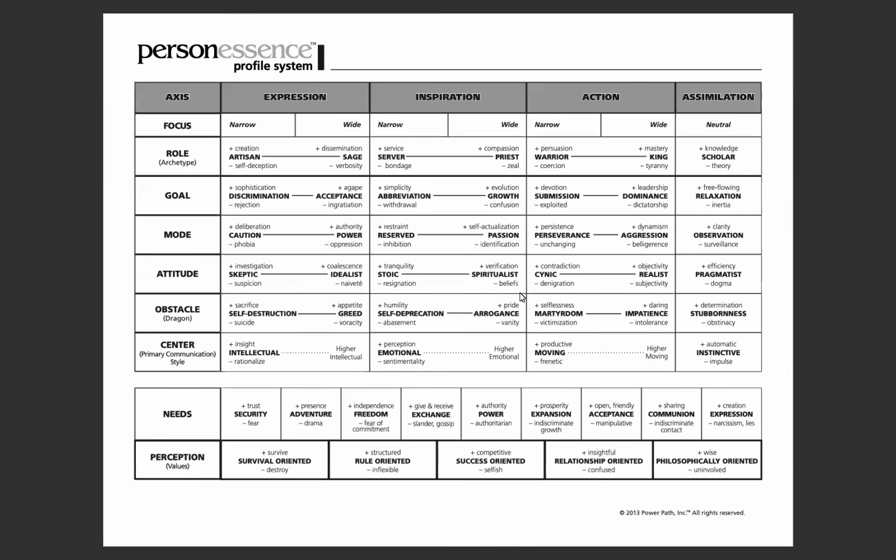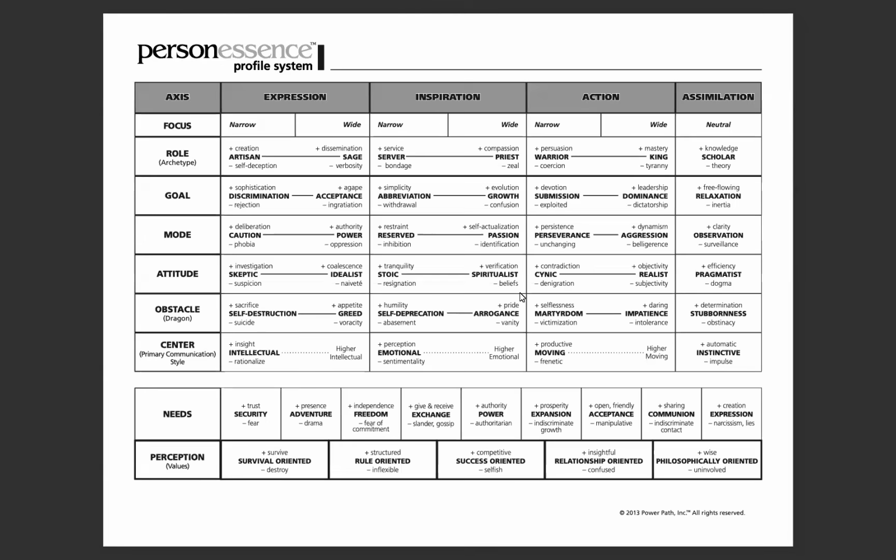Hello, this is Jose Stevens from the Power Path, and today I'm going to explain how to read this PersonEssence chart that I use every day as a tool to help me understand myself, the people I counsel, advise, and work with, and also to metaphorically understand families, organizations, countries, and world events.